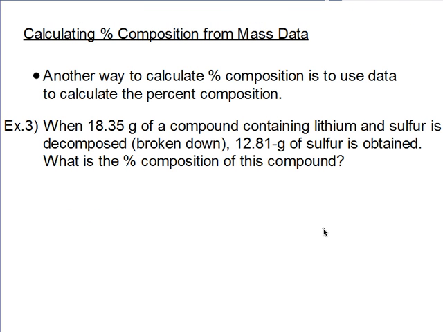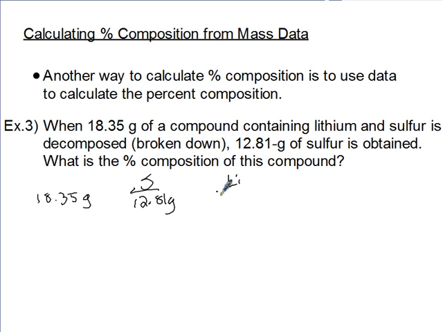So, we can also calculate percent composition from mass data instead of using a formula. All right, so the data that we've obtained is that we have 18.35 grams of a compound containing lithium and sulfur. All right, and when that's decomposed, 12.81 grams of sulfur is obtained. Okay, so we have a total of 18.35 grams of a compound that has lithium and sulfur. We know that the mass of sulfur is 12.81 grams.